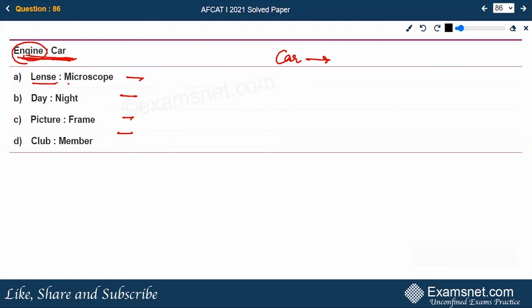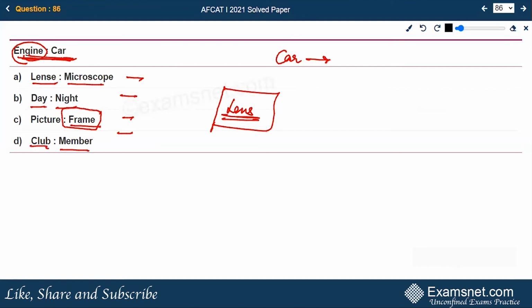Similarly, lens, microscope. A microscope has its major part as a lens. Day and night, they are the parts of a complete day. 24 hours is made up of day and night. Picture frame. A frame is there in which we can put down the picture. A club is having some members.